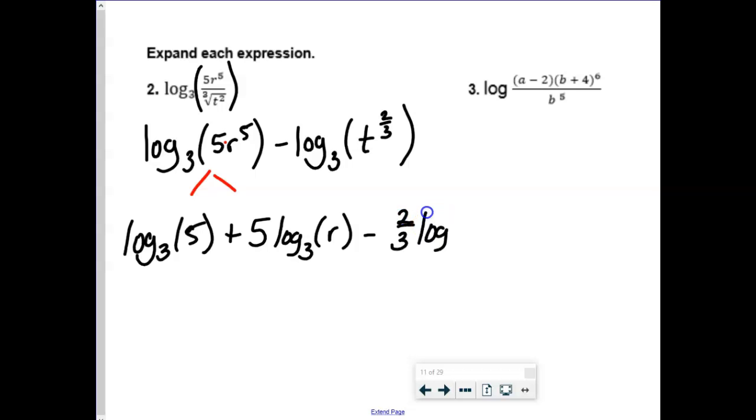2/3 log base 3 of t. Very nice. So I do a quick run through and make sure there's nothing left in one of the logarithms that can't be there anymore. Everybody has one thing inside of it. All the exponents are down.